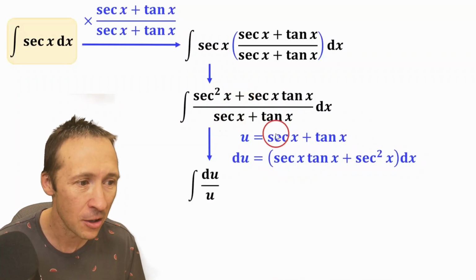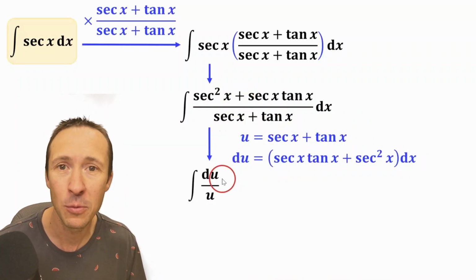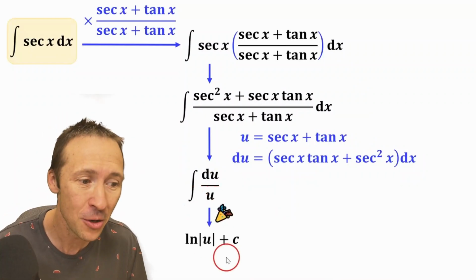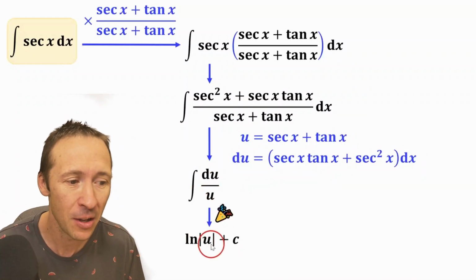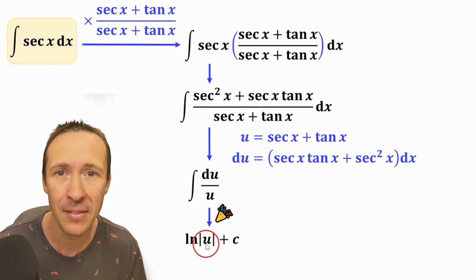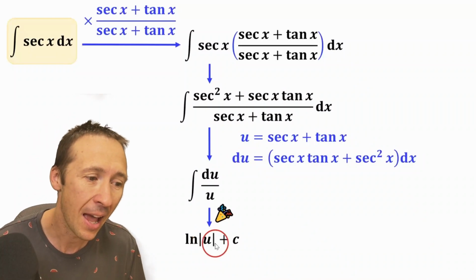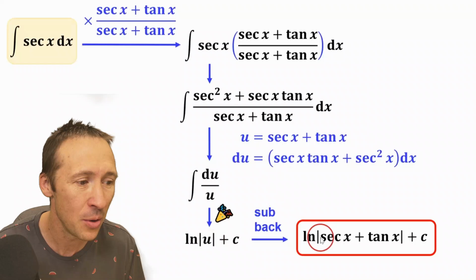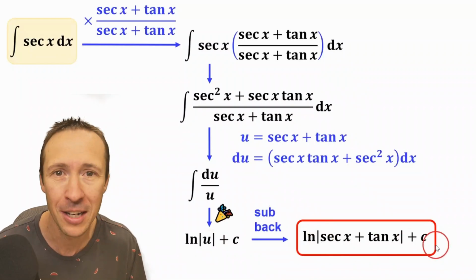The denominator is u. So we're just left with the integral of 1 over u, which is our friend, ln of u. Now we've got to slap absolute value signs here because u can be negative, but we're not allowed to have a negative in the log. And there we are, plus our integration constant. And after we sub back for what u is, we're left with our integral in all its glory.